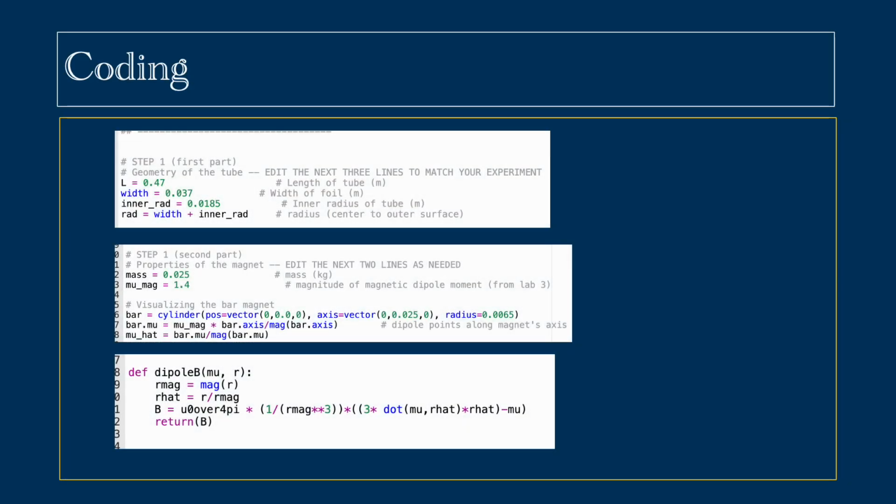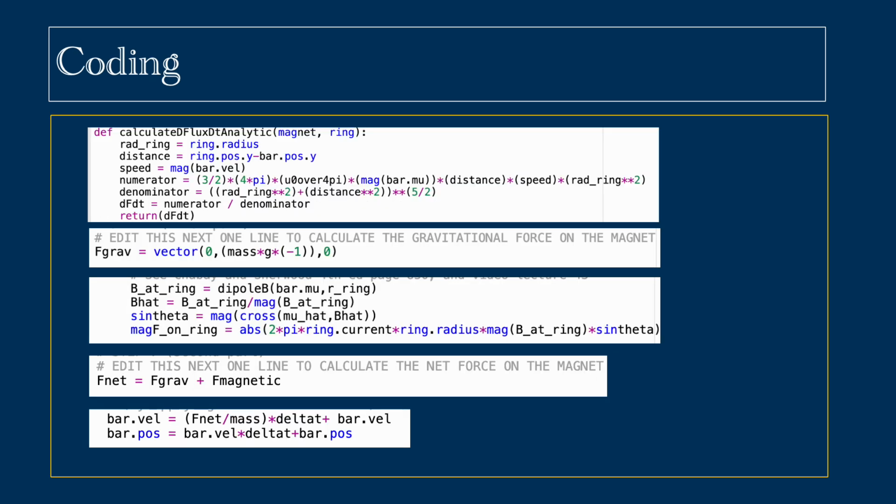Here I will talk about the parts of the code that I tweaked. We changed the values according to what we had for the geometry of the tube: the length, width, and the inner radius. The next part that I changed was the properties of the magnet, so we had the mass of the magnet and then the mu mag from the previous experiment. And then we also changed the part to calculate the dipole electric field.